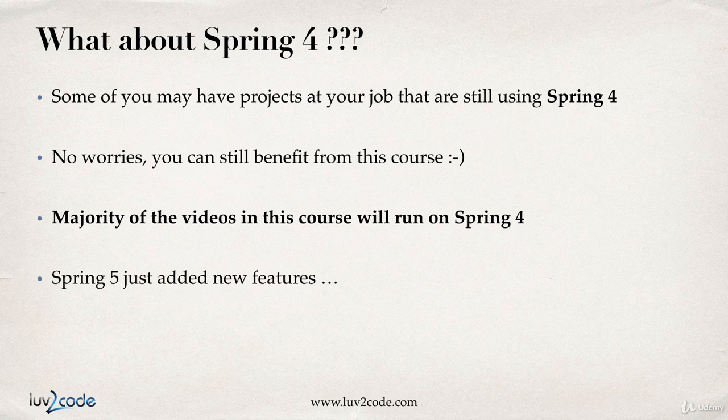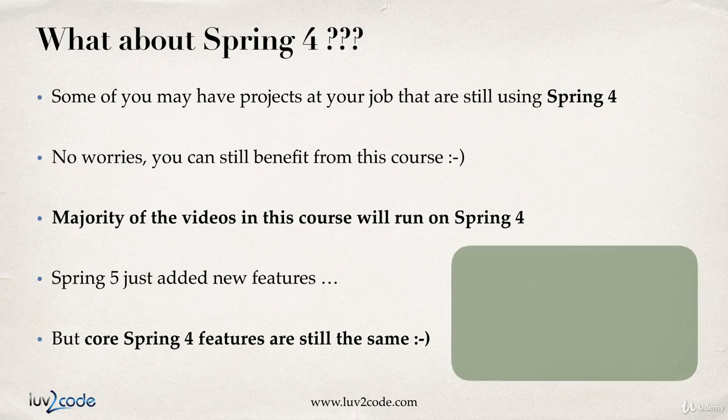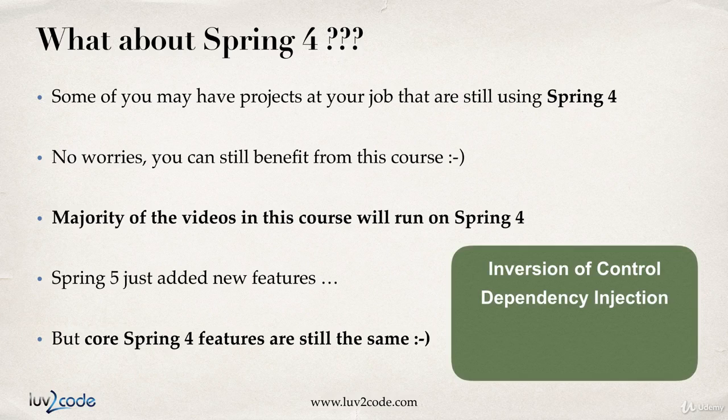Spring 5 simply added some new features, but the core Spring 4 features are still the same, so those things don't change. So like inversion of control, dependency injection, Spring AOP, Spring MVC, all of that's in Spring 4, and it also works the same in Spring 5. So no worries there. All of the core stuff, the important stuff is still the same because Spring 5 simply just added new stuff. They didn't go back and break any of the old stuff. So you're in good books there.